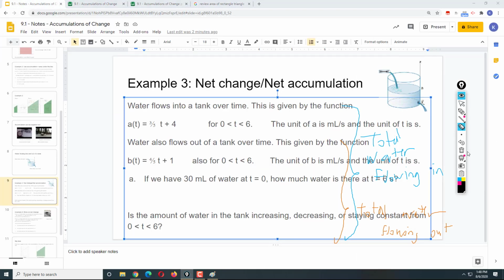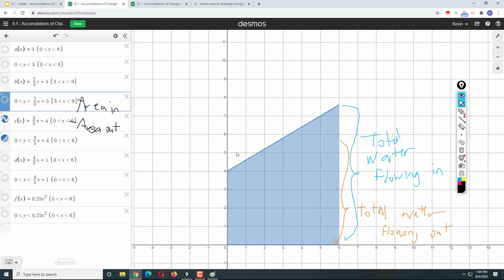We can find the area in minus the area out. So let's try that first. The area in minus area out. Going back to our graph, what is the area of water, the accumulation of water flowing in? Flowing in, we have a rectangle and a triangle. The rectangle is 6 times 4, which is 24.